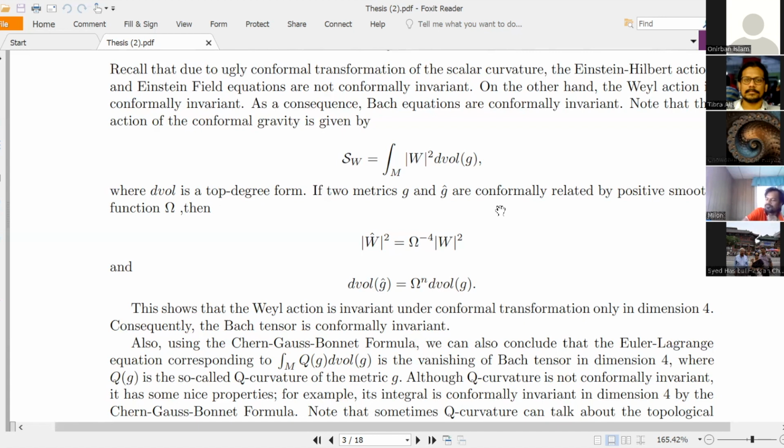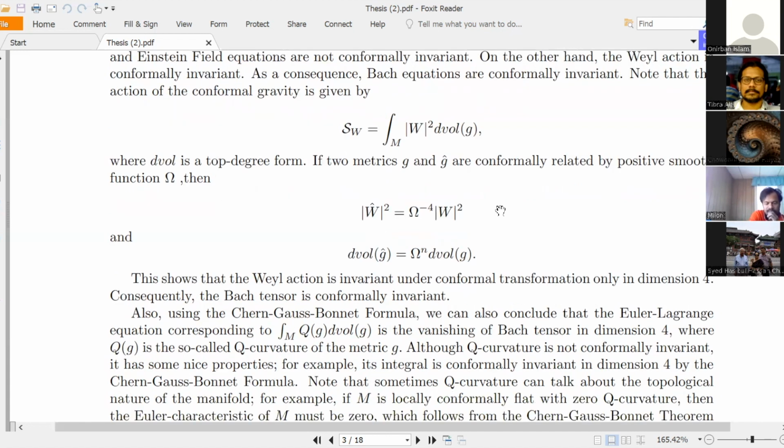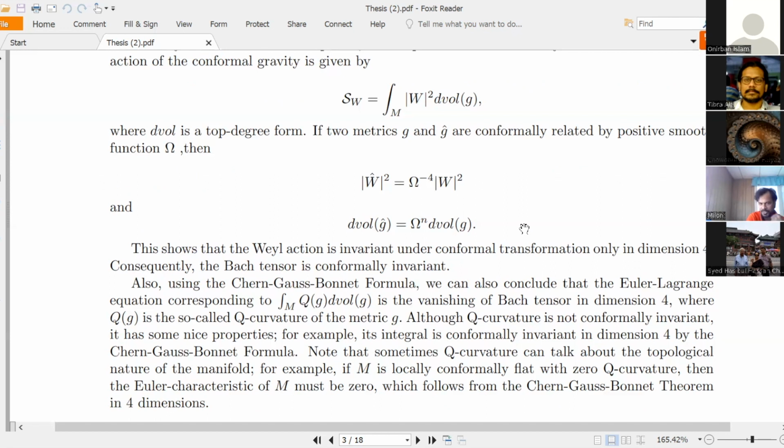So whenever I say two metrics are conformally related, I mean they are the same up to some positive multiple. By positive multiple, I mean a function defined on the manifold that should be non-vanishing. If you do that, and W hat is the Weyl curvature with respect to your new metric G hat, this is the relationship. If you want to be a little bit pedantic, you could say conformally covariant with weight -4. And if you forget the square, then it is conformally covariant with weight -2.